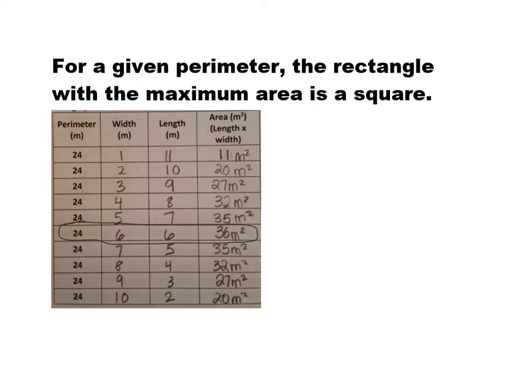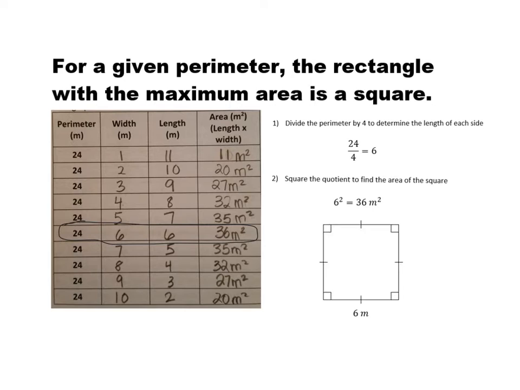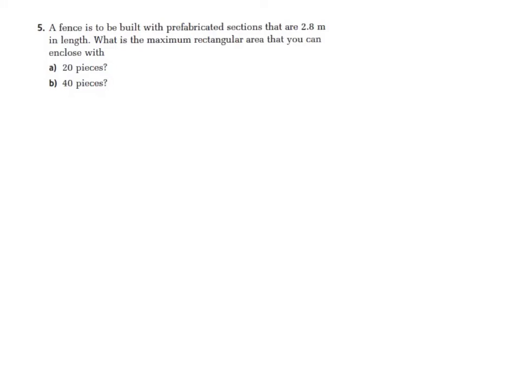Since you know that a square will have the maximum area for a given perimeter, and you know that a square has 4 congruent sides, you can, first, divide the perimeter by 4 to determine the length of each side. Now that you know the length of each side of the square, you can square the quotient to find the area of the square. You end up with a square like the one shown here, which has a side length of 6 meters and an area of 36 meters squared.